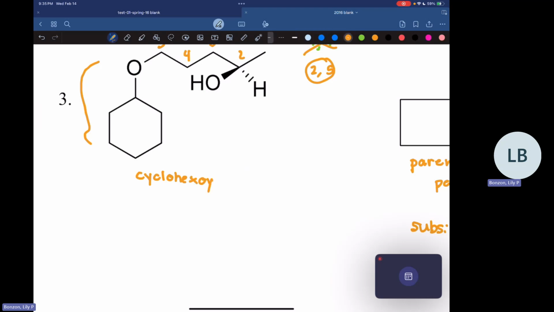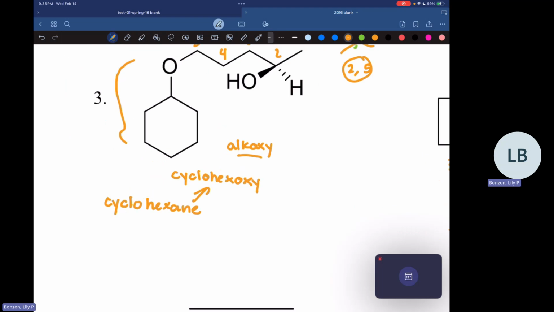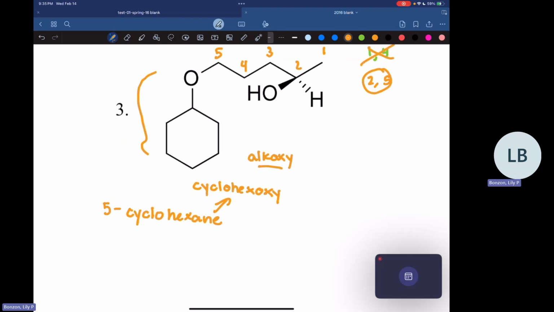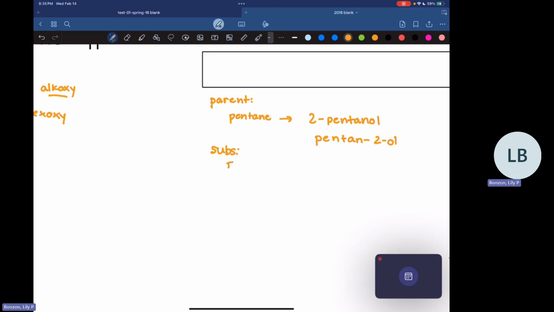So it's a little bit wacky, but just remember that we're going for the alkoxy nomenclature. So just name it like you would a normal alkane, cyclohexane, and then switch it to be the oxy ending. And that substituent is at carbon 5 on the parent chain. So that's our only substituent, so we're good to go on that.